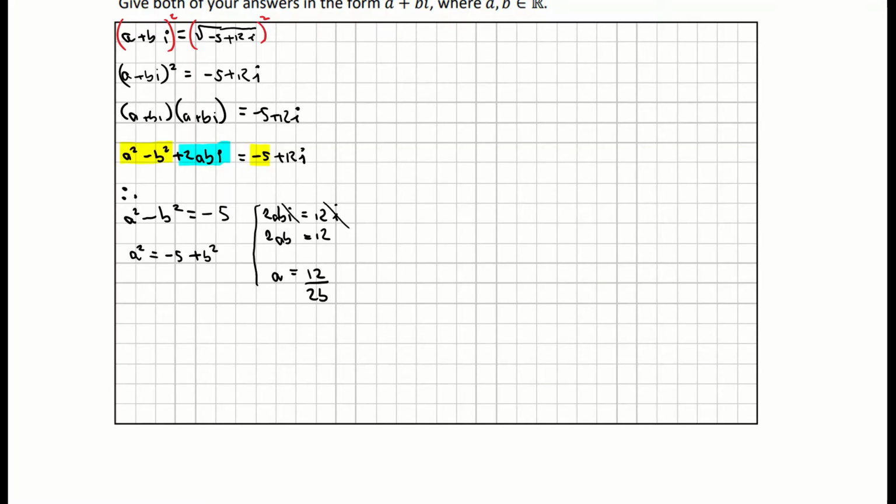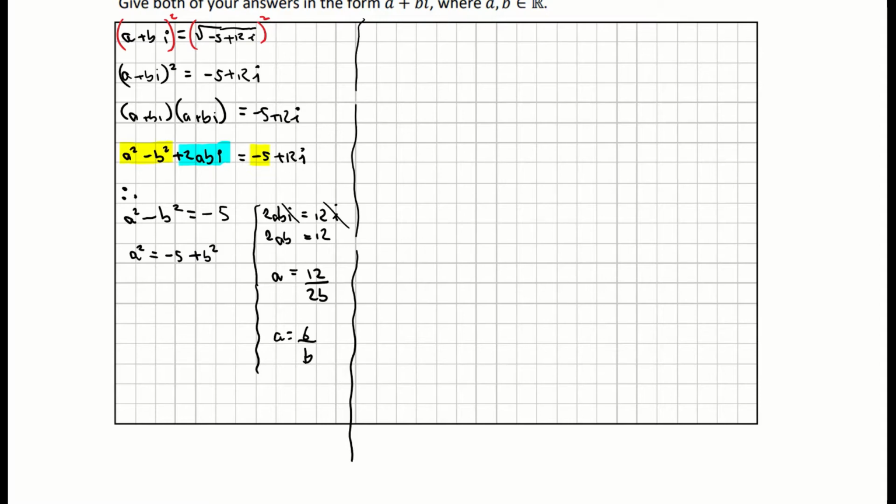Now again, I'm writing them in terms of a and b. You can go the opposite, so it's up to you. So when I divide that in, I can simplify that fraction. 12 over 2 is the same as 6 over 1b, or just 6 over b. So I have now written a as 6 over b, and I have a squared written as minus 5 plus b squared. So what I'm going to do now is use a little bit of simple substitution.